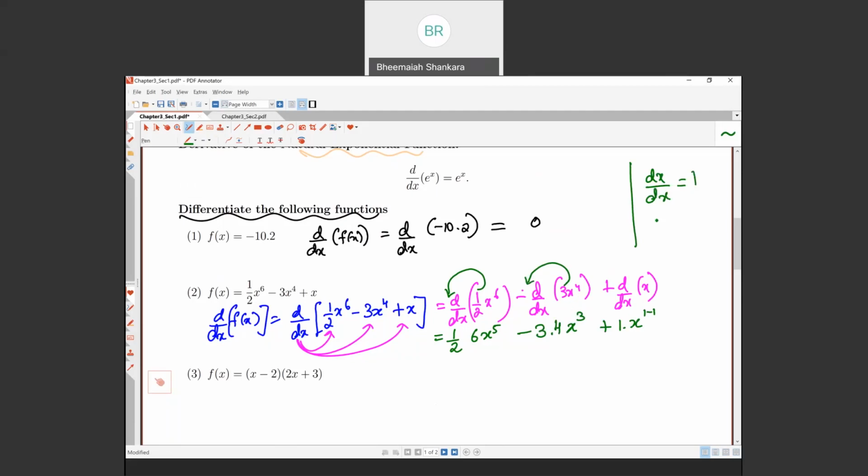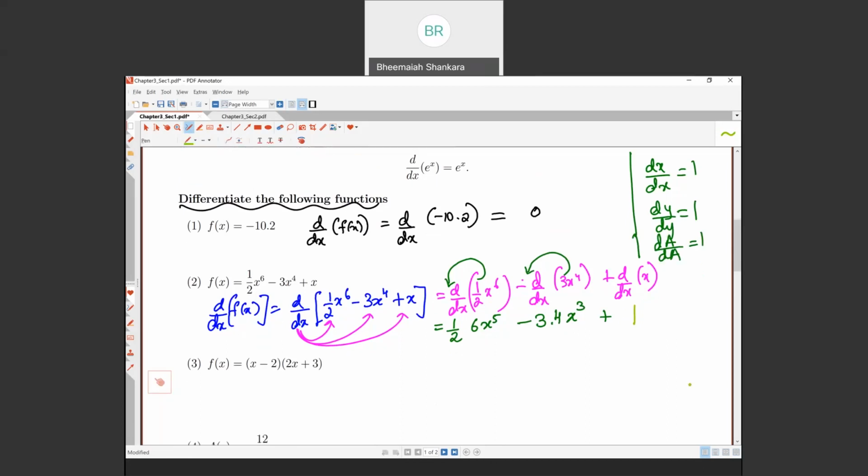Or the derivative of y with respect to y, the answer is 1. Or in general, the derivative of a with respect to the same variable a, the answer is 1. You don't have to do a typical power rule to show this, but you can understand that you have derived it using the power rule and your answer is still 1. Now you can simplify this a little bit, cancel 2 and 6 to get 3 times x to the 5, 3 times 4 is 12x to the 3, and then you have a positive 1.